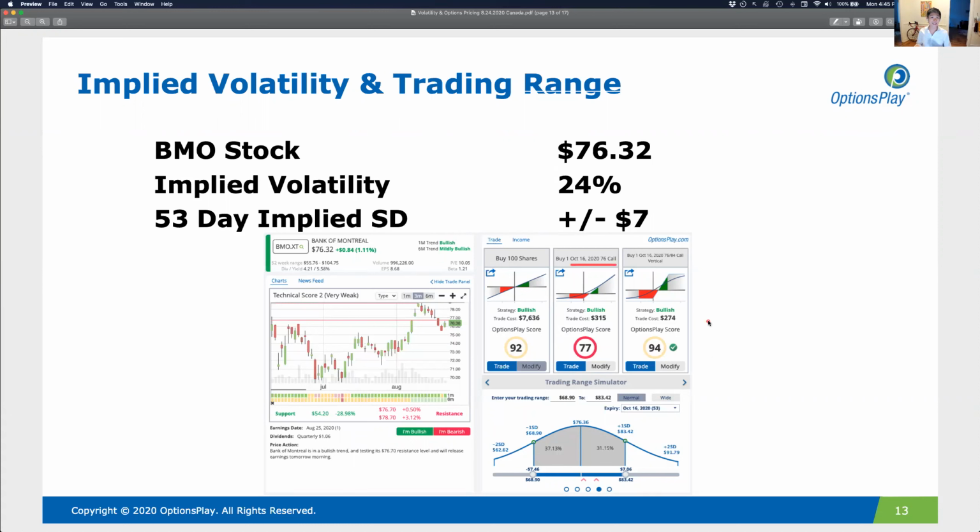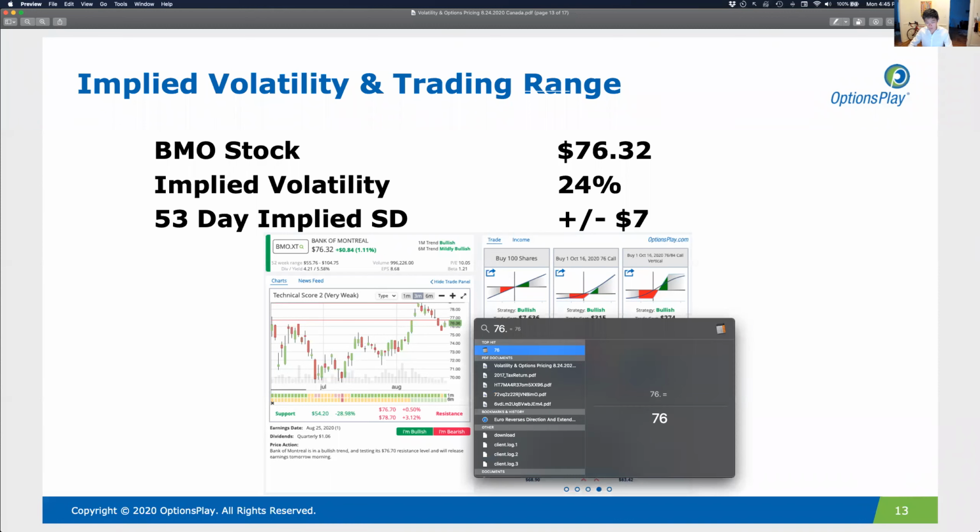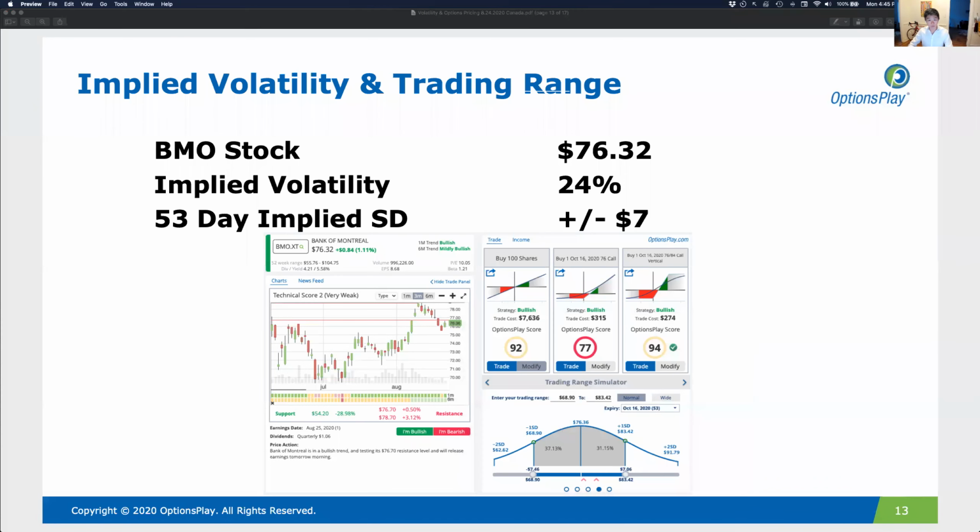The reality of it is that it's a fairly complicated computation. It's not easy to back out what the expected trading range is over the time frame that you care about. I can take 76 and multiply it by 24%. Let's just quickly show you this: 76.32 times 0.24. This will tell me that the expected 1 year range of BMO is $18.31.